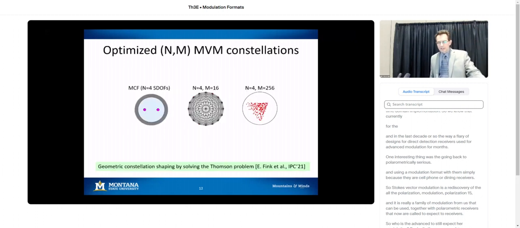Here you see some example results for the two-core multi-core fiber. We have 4 spatial and polarization degrees of freedom, and I show you 2D projections of the optimal constellations with 16 points and 256 points.